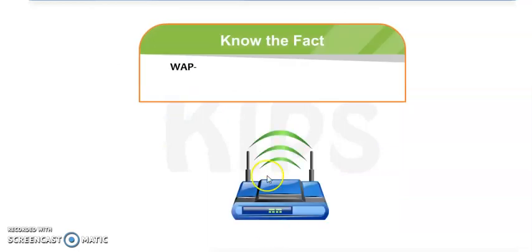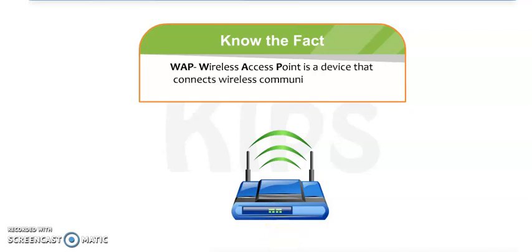Next, there is a fact to know. WAP full form is wireless access point. It is a device that connects wireless communication devices. This device is for wireless network, without wire network.